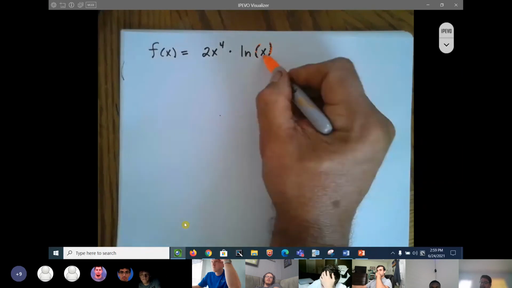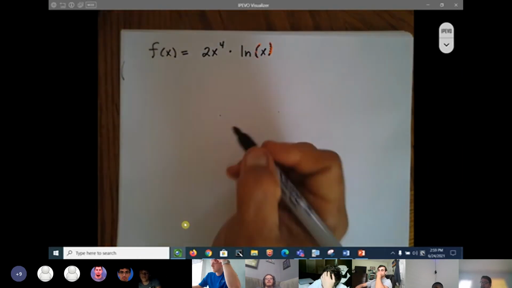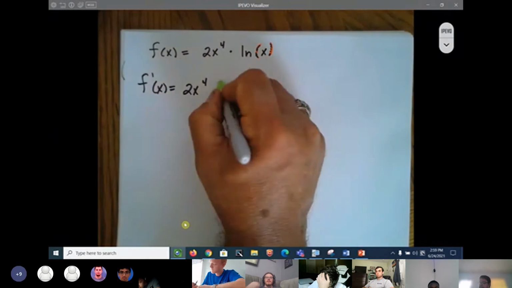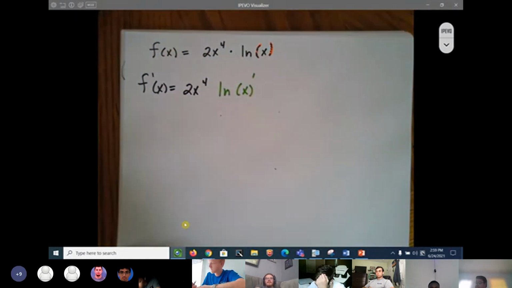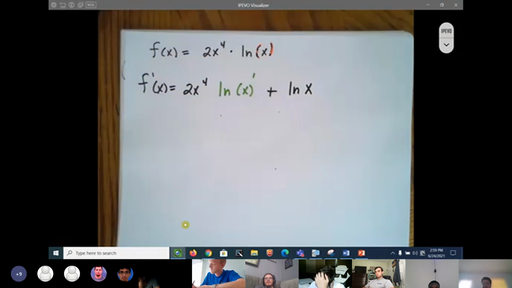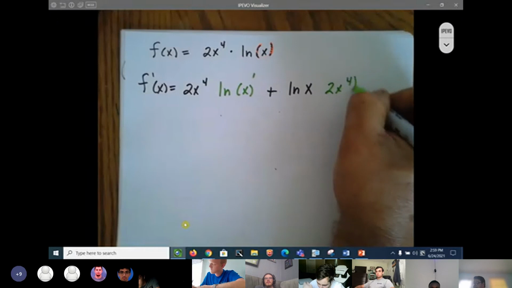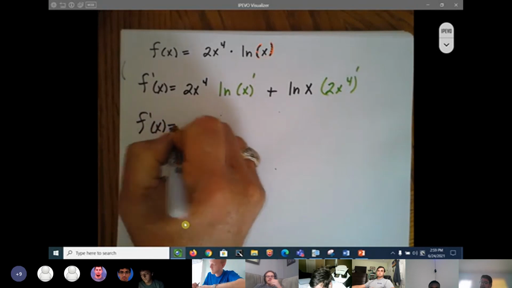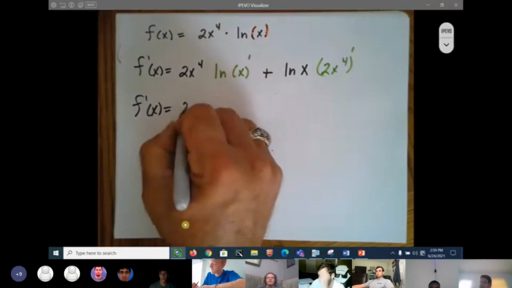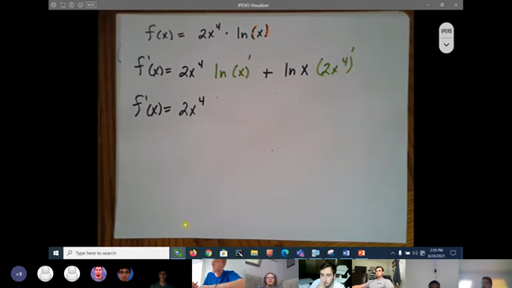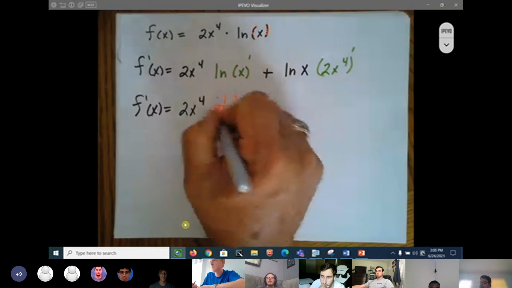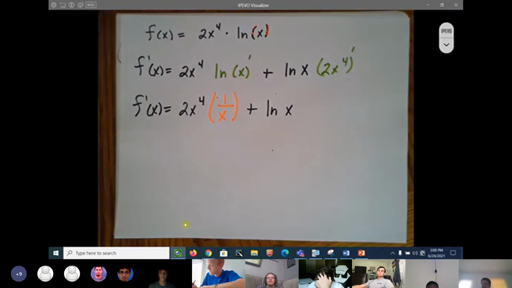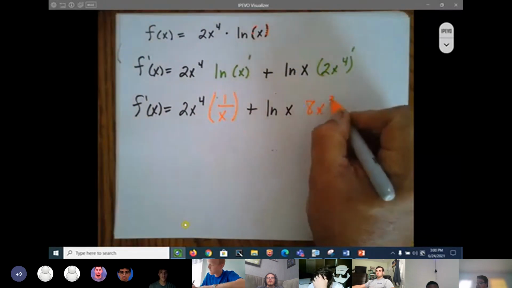So f prime of x is the first times the derivative of the second, plus the second times the derivative of the first. F prime of x is equal to 2x to the 4th times 1 over x, plus the natural log of x times 8x to the 3rd.